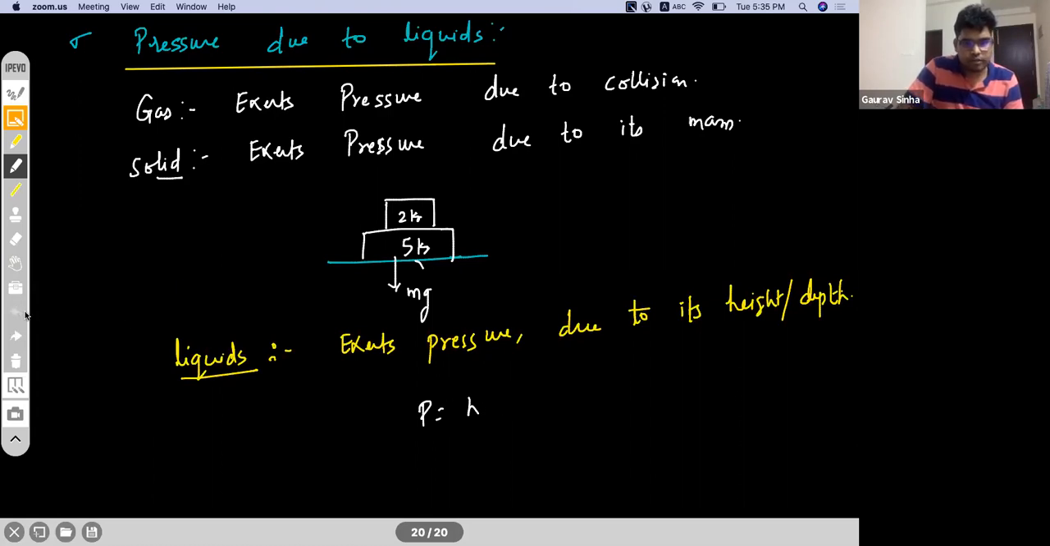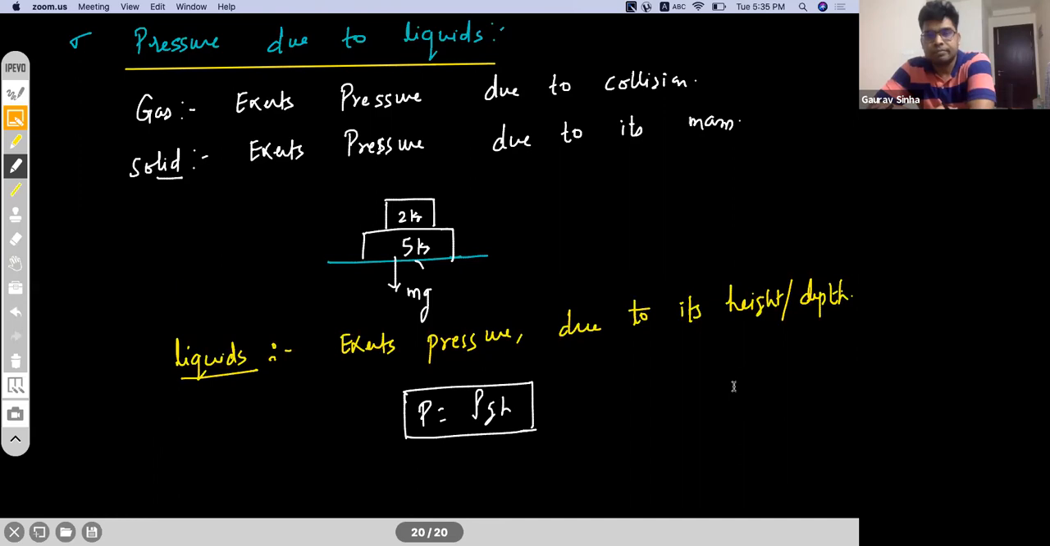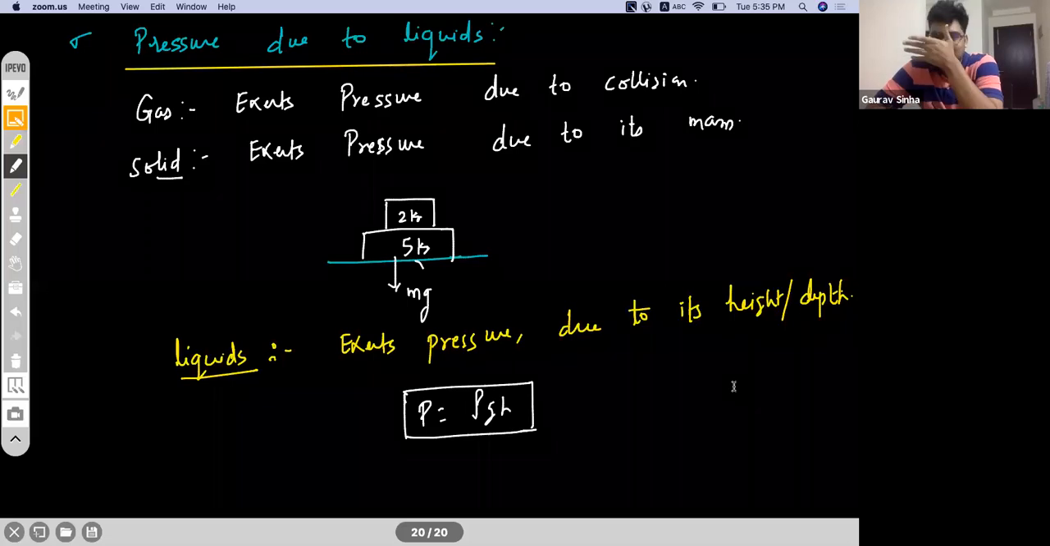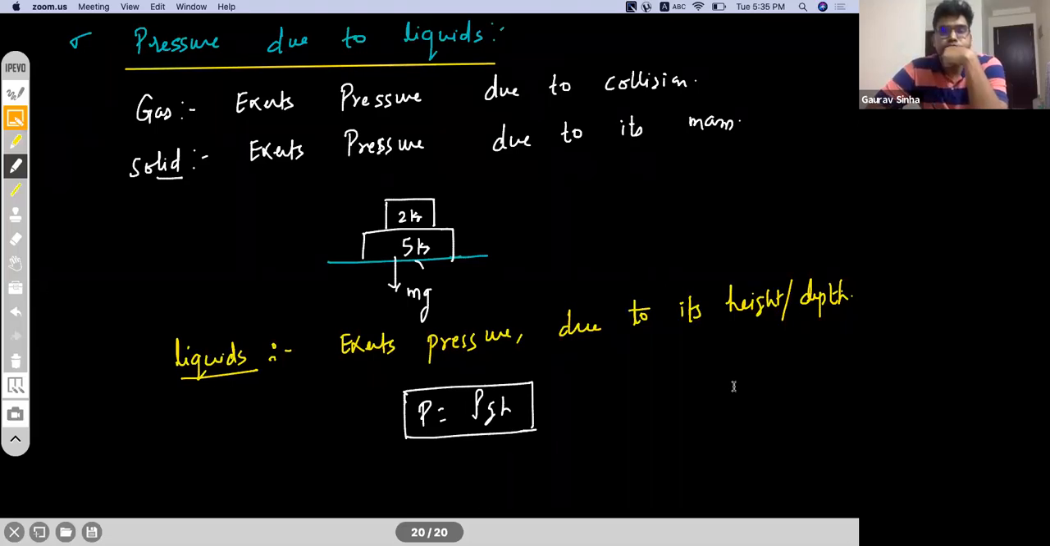I'll write down this for just a second. P is equals to rho G H. Have you seen this formula? Correct. What does this rho G H mean? Rho is the density of the liquid, H is the height, and G is the gravitational pull. How do we get this formula? You know that? The derivation of it? Okay, fine. Quickly, we'll go through it.